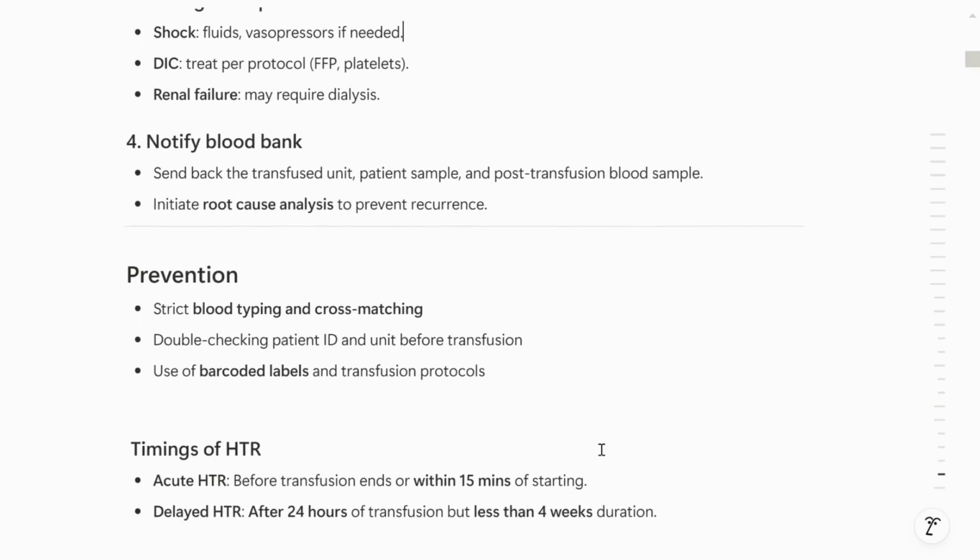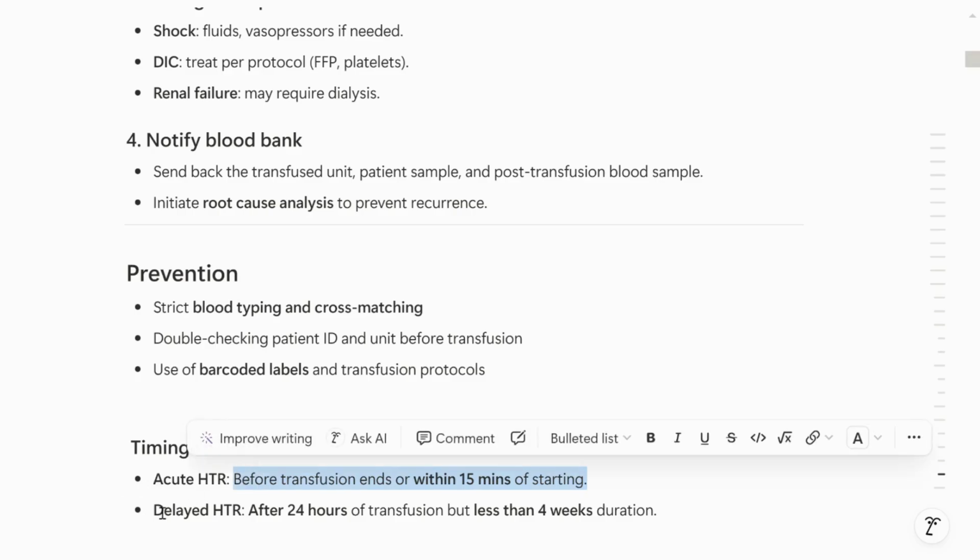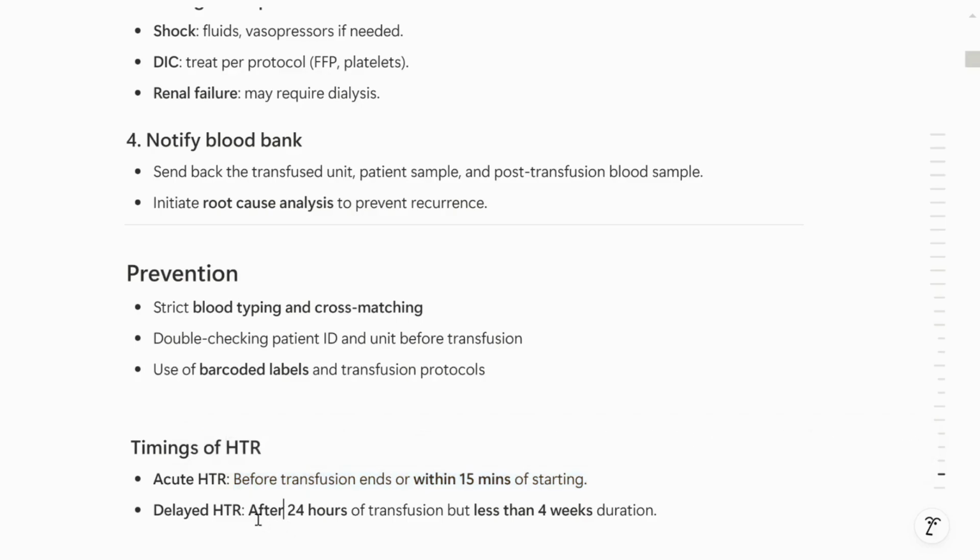So in terms of the board favorite statements for the timing of hemolytic transfusion reaction, for acute reaction, they will not be giving you minutes to 24 hours, but they will be giving you options like before transfusion ends or within 15 minutes of starting. So these two points will be highlighting the acute transfusion reaction. Whereas for the delayed reaction, they can give you options like 24 hours after transfusion or less than 4 weeks.